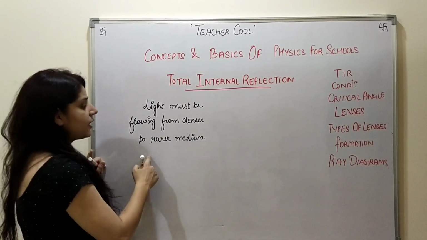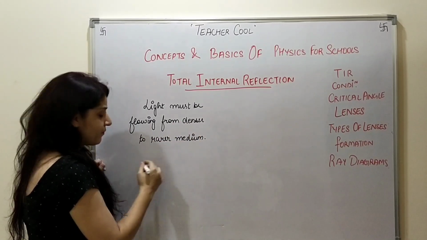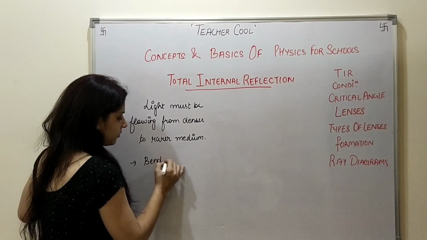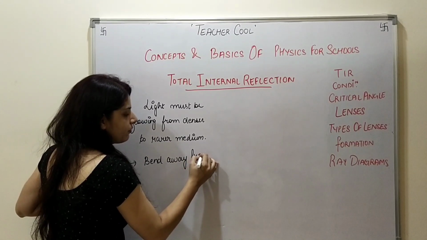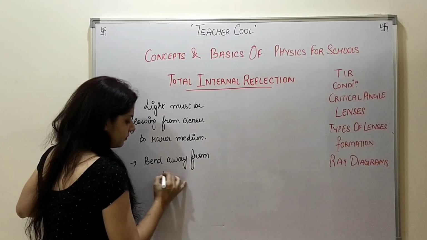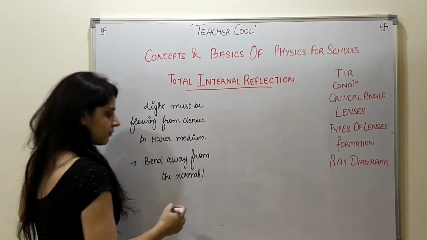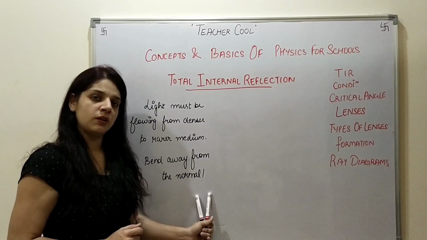Yesterday we did, whenever a ray of light is moving from a denser to rarer medium, it should bend away from the normal. Okay, this is my condition, this was my rule.